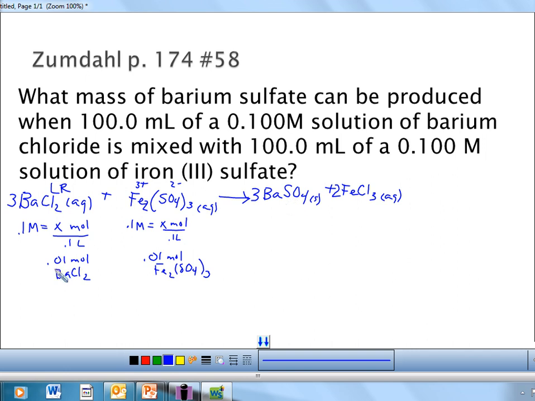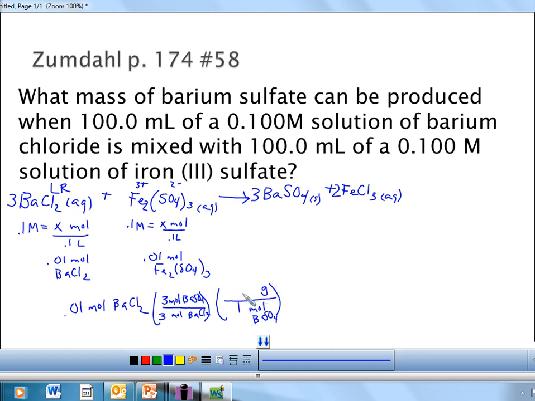So because this is my limiting reactant, I'm going to work with that substance, and I say I have 0.01 moles of BaCl2. How many grams of the product can I produce? So I first have to do a mole to mole ratio. There are 3 moles of BaCl2 to 3 moles of BaSO4. In my next factor, I need to have moles of BaSO4 on the bottom, and I'm going to get that to grams.